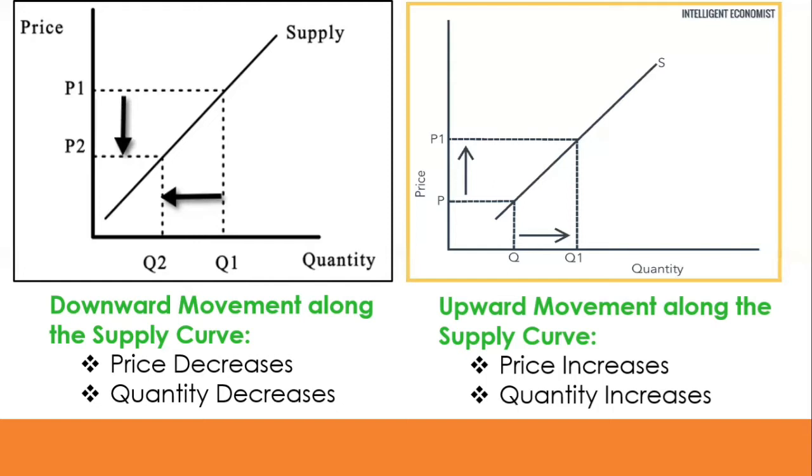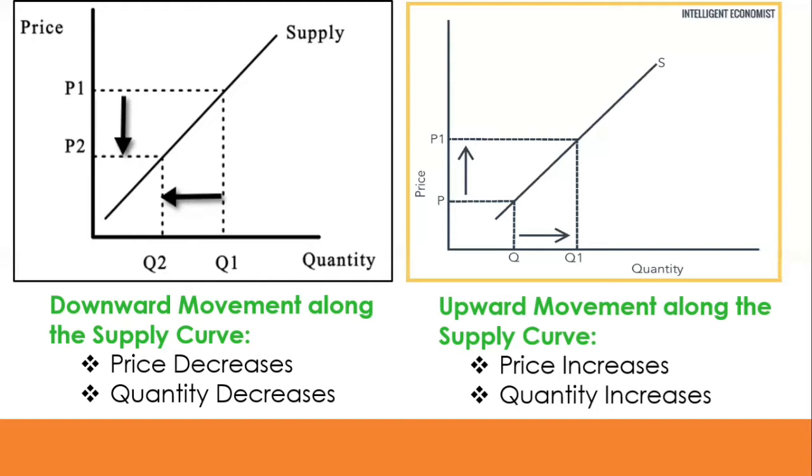So when can we say that there is a downward movement along your supply curve? There is a downward movement along the supply curve if your price decreases and your quantity decreases. As you can notice, your price sub 1 decreases to price sub 2, and your quantity sub 1 also decreases to quantity sub 2. So this is a downward movement. On the other hand, there is an upward movement along the supply curve if your price increases and your quantity increases. Your original price increases to P sub 1 and your original quantity increases to quantity sub 1. If that happens, there is an upward movement along the supply curve.